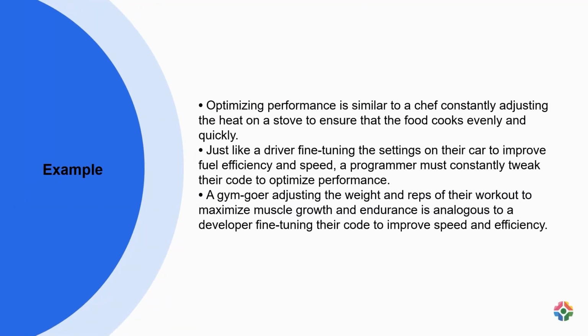Optimizing performance is similar to a chef constantly adjusting the heat on a stove to ensure that the food cooks evenly and quickly. Just like a driver fine-tuning the settings on their car to improve fuel efficiency and speed, a programmer must constantly tweak their code to optimize performance. A gym-goer adjusting the weight and reps of their workout to maximize muscle growth and endurance is analogous to a developer fine-tuning their code to improve speed and efficiency.